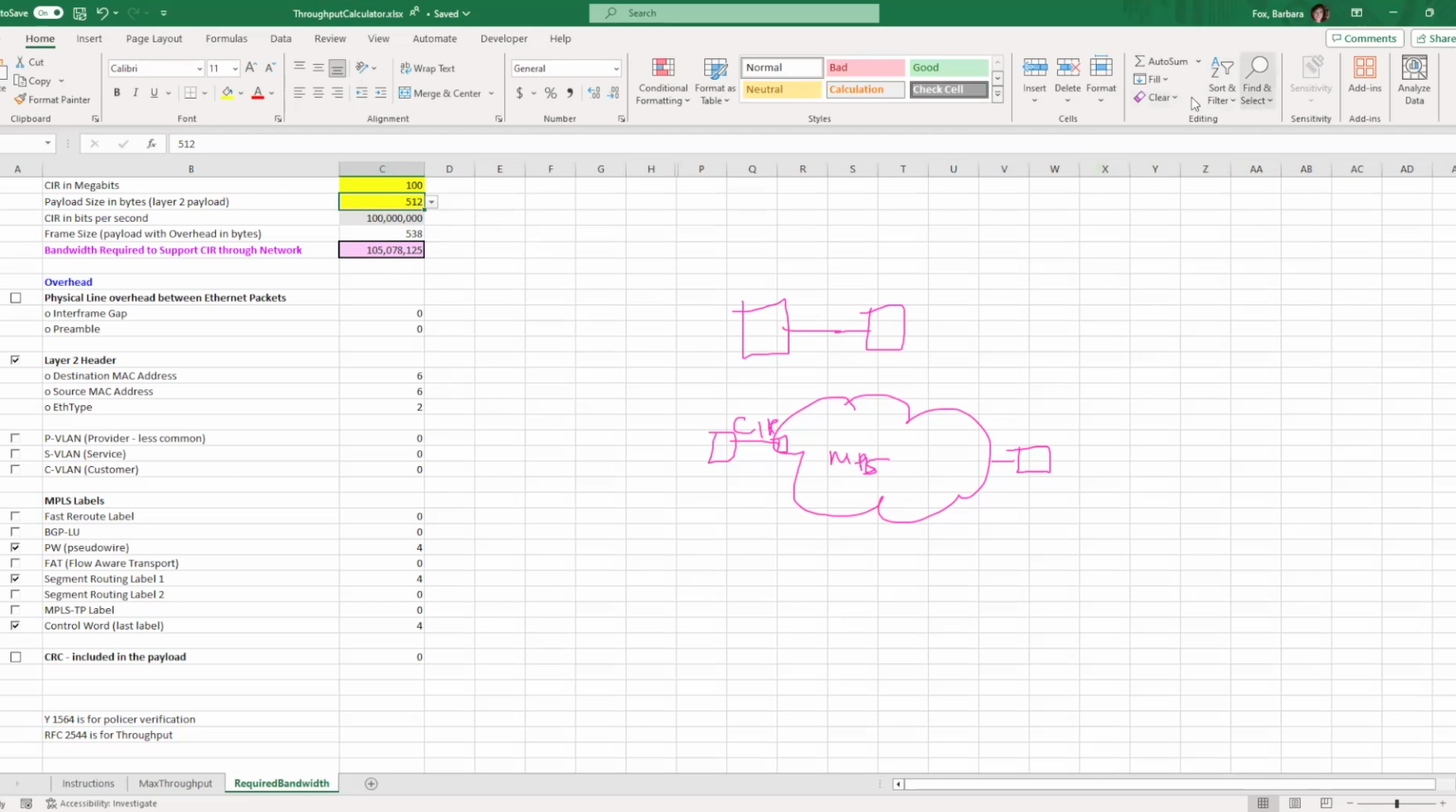The equation that you need for this is that the CIR equals the CIR times the frame size plus the overhead, over the frame size. Okay? Just something to keep in mind when you're looking at your throughput and setting your CIRs.